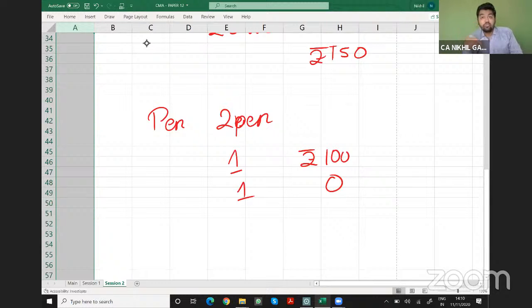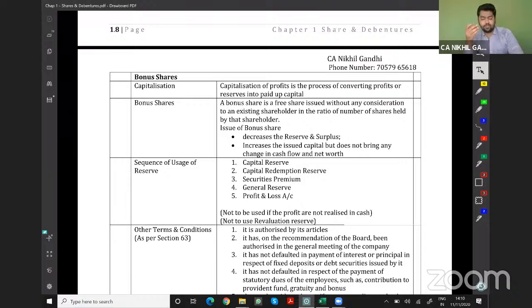Bonus shares are given for free. The major reason is to decrease the price. See, it's just like instead of a 2000 rupees denomination, I'm breaking that 2000 into 4 denominations of 500, 500, 500, 500. This is the major reason behind bonus issue. So we should start now. For bonus shares, the technical terms we will also read. Capitalization of profit is the process of converting profit or reserve into paid up capital.